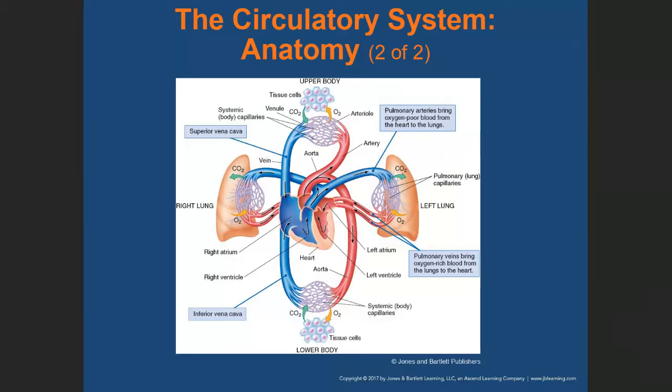And the main function of the heart is to receive and distribute blood. That's it. It is responsible for receiving blood and distributing blood. Now, the heart has 4 chambers, 2 upper chambers and 2 lower chambers. The upper chambers are referred to as atriums. The lower chambers are referred to as ventricles. So you have a right atrium and a left atrium, and you have a right ventricle and a left ventricle. So that's the 4 chambers of the heart.